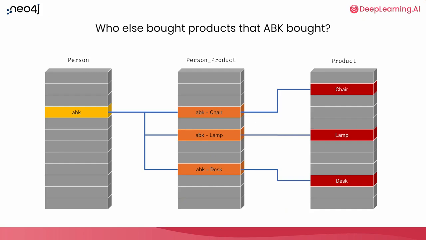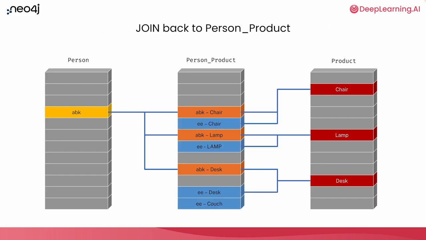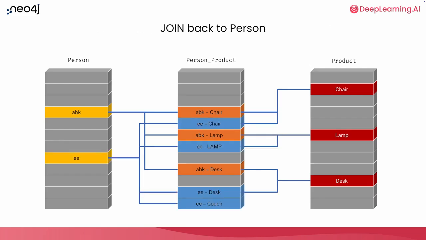Well, you start with the same joins going from ABK to the products, and then you would join back to the person product table, and from there back to the person table, and now you would get this person EE, who has bought some products that ABK also bought. But notice that EE has also bought one extra product.